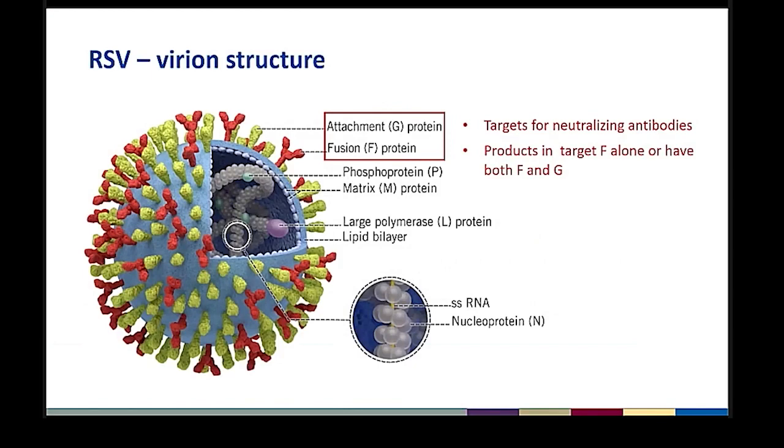So this is a cartoon of what the virion looks like. It's got an envelope and then the two major proteins, which I've highlighted. The two major proteins on the surface of the virus are the attachment protein G, or glycoprotein, and the fusion protein F. Both of these proteins can be targets for neutralizing antibodies. And there are products in preclinical and clinical trials that target just F alone, or some of them contain both F and G and sometimes other antigens as well.